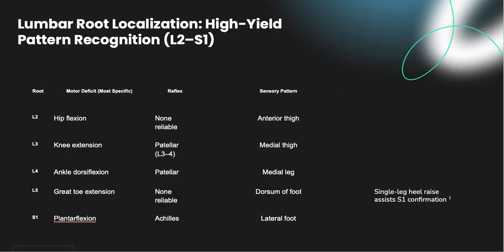Now shifting to lumbar root localization. Radiculopathy requires objective neurologic deficit within a single nerve root distribution. In the lumbar spine, motor findings provide the strongest localizing value. L3-4, knee extension weakness with diminished patellar reflex supports localization. L4, ankle dorsiflexion weakness, often with patellar reflex involvement. L5, great toe extension is the most reliable discriminator.